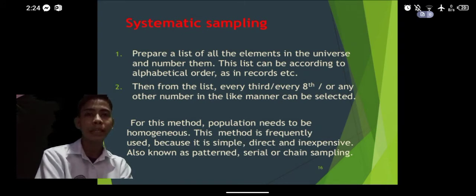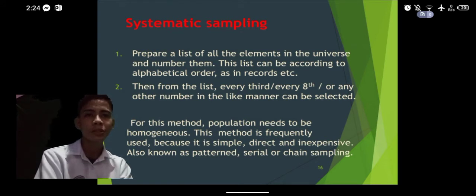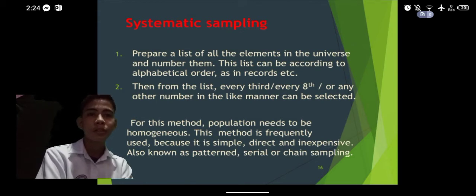Next is systematic sampling. Prepare a list of the elements in the universe and number them. This list can be according to alphabetical order, as in records, etc. Then, from the list, every third or every eighth or any other number in the list can be selected. For this method, the population needs to be homogeneous. This method is frequently used because it is simple, direct, and inexpensive. It is also known as pattern, serial or chain sampling.